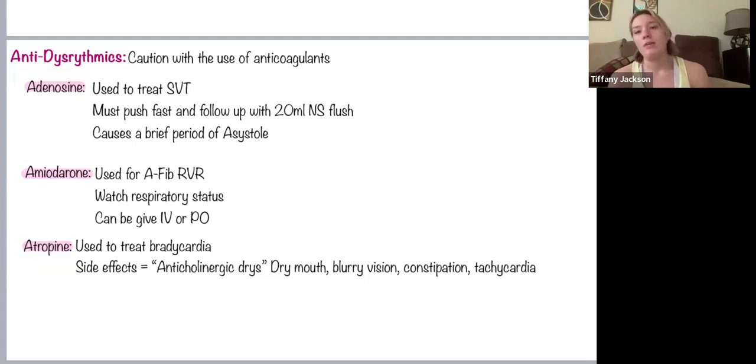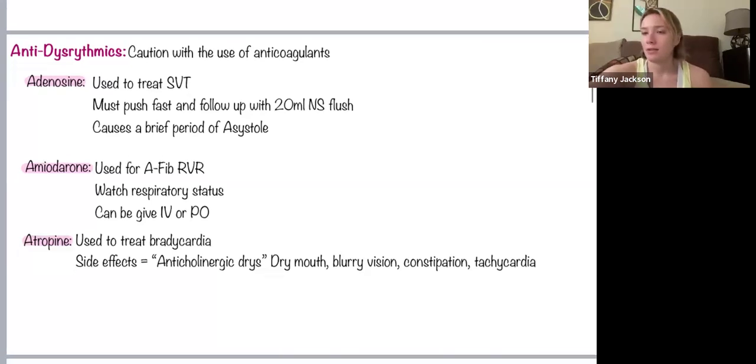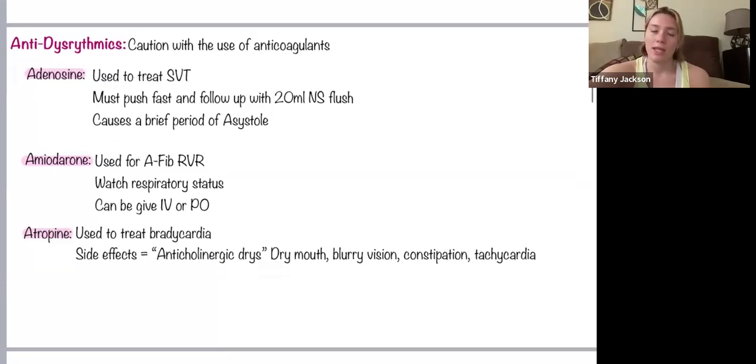Okay. Up next, we have amiodarone, drug of choice for AFib with RVR, rapid ventricular rate. Just watch respiratory status on this medication. Atropine is used to treat symptomatic bradycardia. Again, it is an anticholinergic, so we have our anticholinergic dry side effects. If your patient has dry mouth, you can give them ice chips, sugar-free candy to help with that.